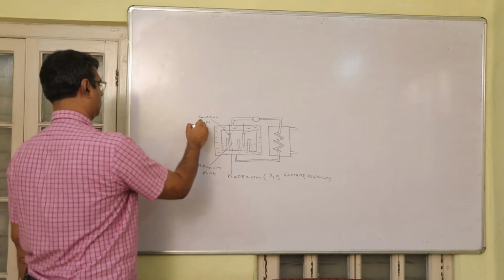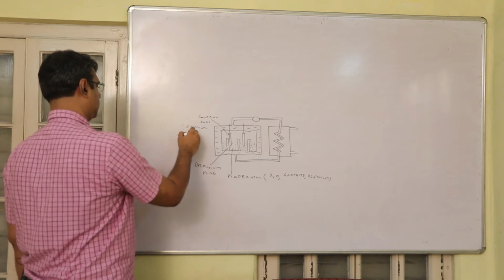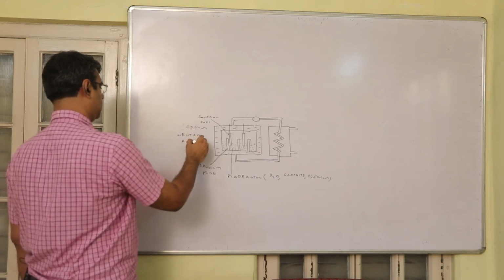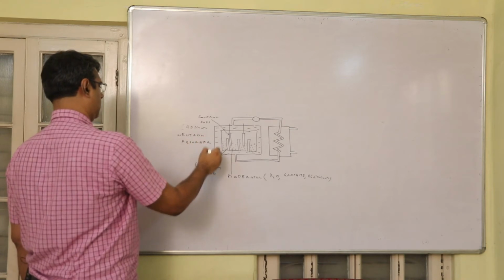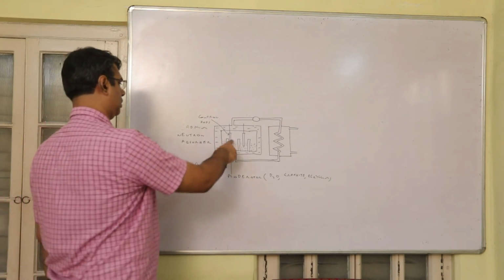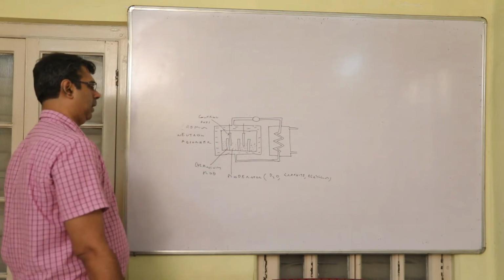So control rods are made up of substances which are very good neutron absorbers, and in fact the most common one is cadmium. So cadmium is a very good neutron absorber. So the control rods are made up of cadmium to completely absorb the neutrons.